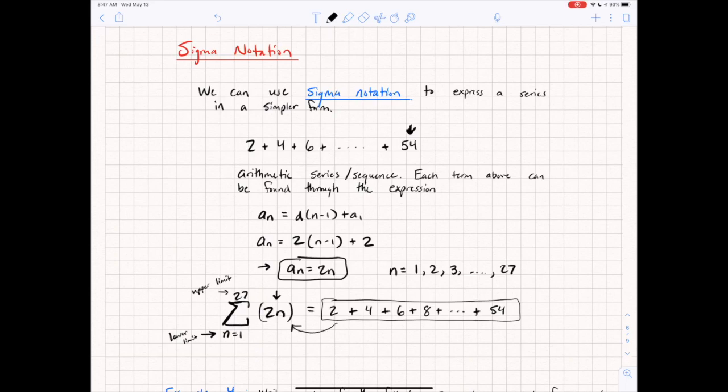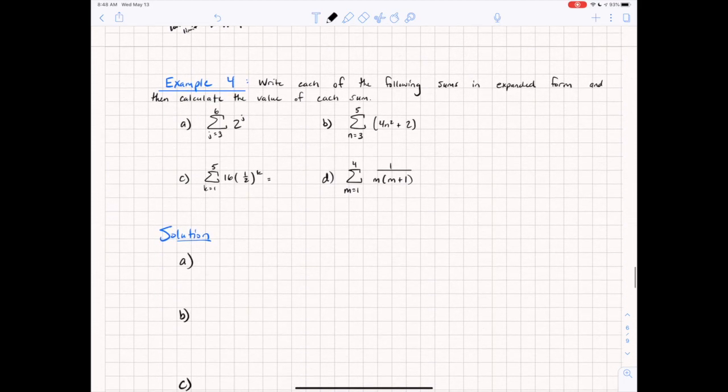All right, and so the next example is really just going to go through and work on how sigma notation expands. So it gets you used to the individual pieces, and then we'll go the other direction. Given a series, can you write it in sigma notation? Okay, so example 4. Write each of the following sums in expanded form. So write out the series, and then we'll calculate the value of each sum.